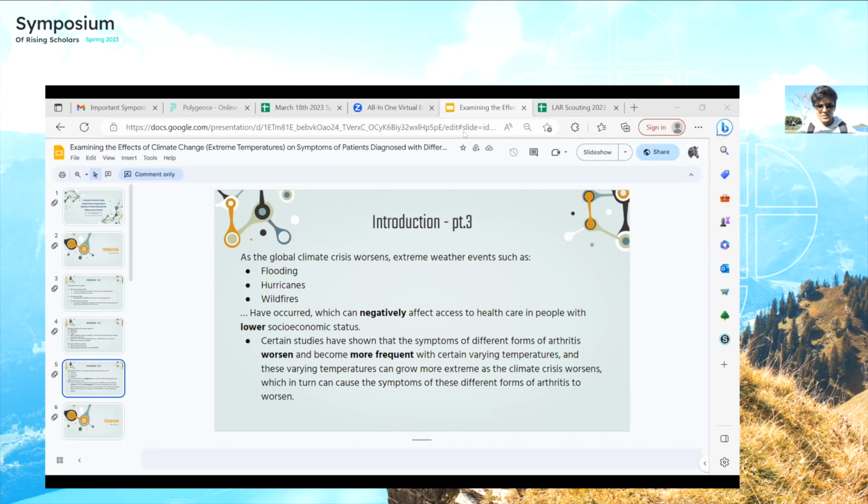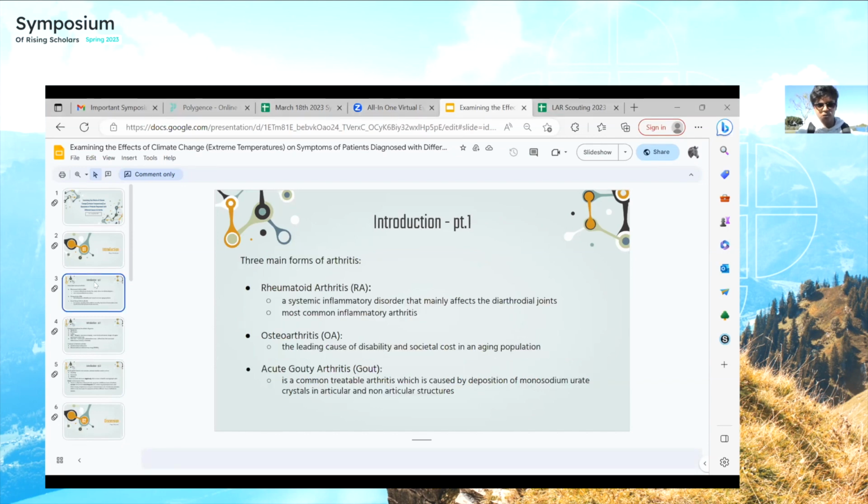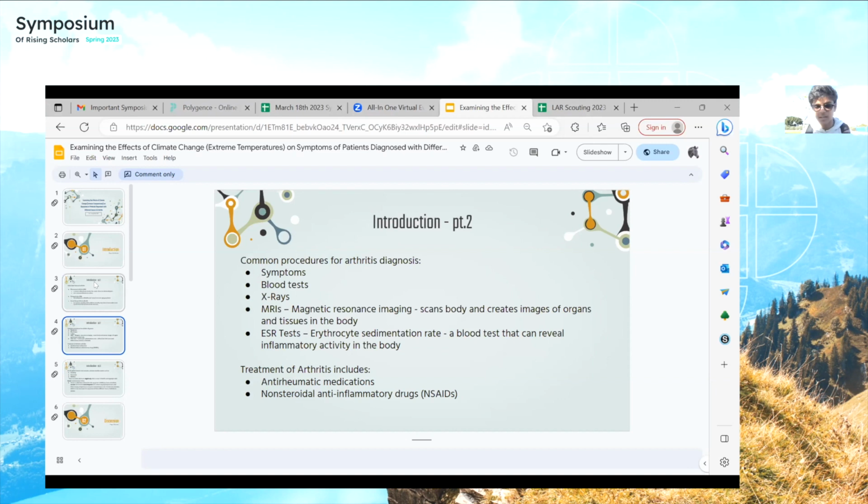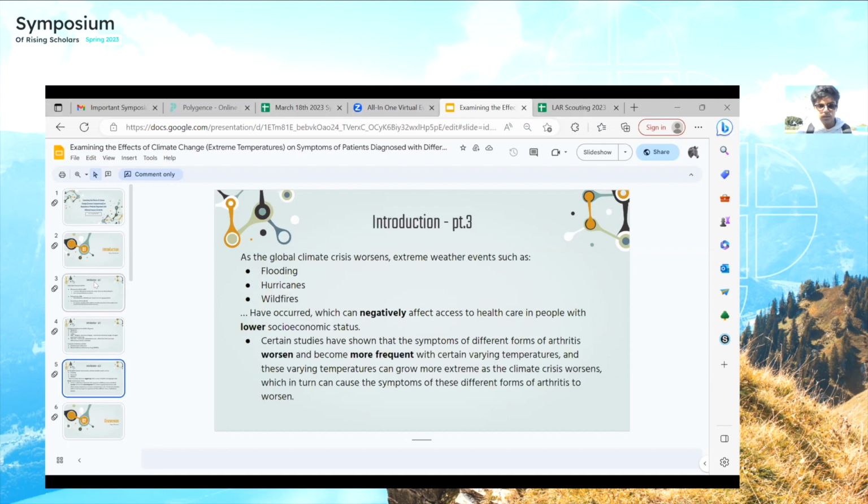Just going back to my previous slides for a second: the three main forms of arthritis and the common procedures for diagnosis and treatment. All right, so now moving on to the topic of this presentation.